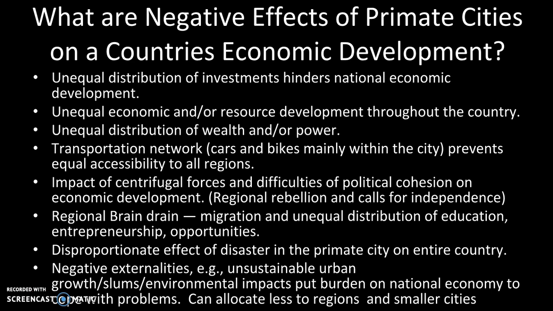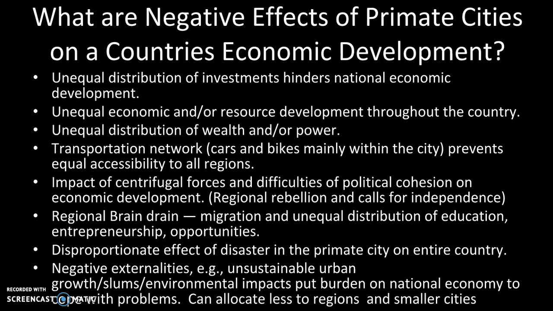You see a disproportionate effect of disaster in the primate city on the entire country. So, for example, if there was a disaster in London, it would disproportionately affect all of the UK because London is overwhelmingly their largest city. Whereas in the US, if we have an issue in Los Angeles or New York or Miami or Chicago, the rest of the country can carry on because it's not just one primate city where all the economic activity and political power and social influence is concentrated in one city. It's more equally distributed in the United States because we have this more equal distribution of size.